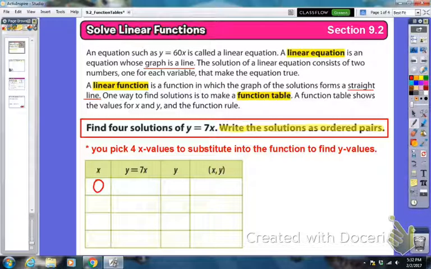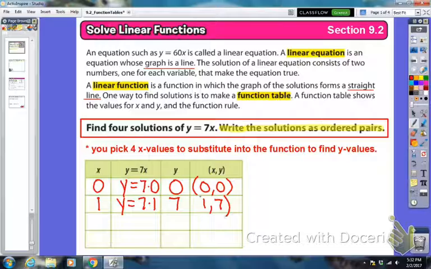If I pick x as 0, it's going to look like y equals 7 times 0. And we know that 7 times 0 is 0. So my first ordered pair would be at the origin, 0, 0. Now if I choose 1, it's going to look like y equals 7 times 1. And 7 times 1 gives a y value of 7. So the second ordered pair would be 1, 7.